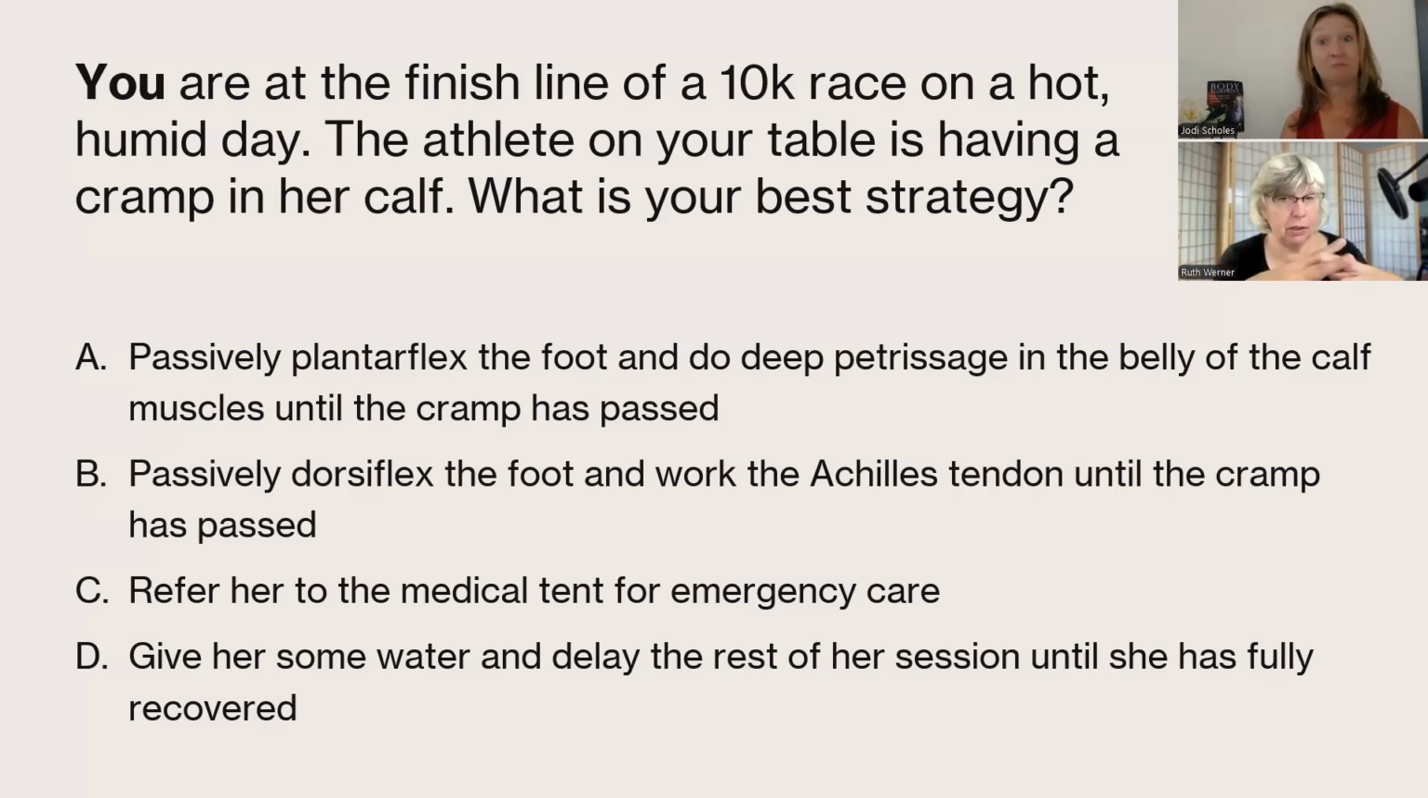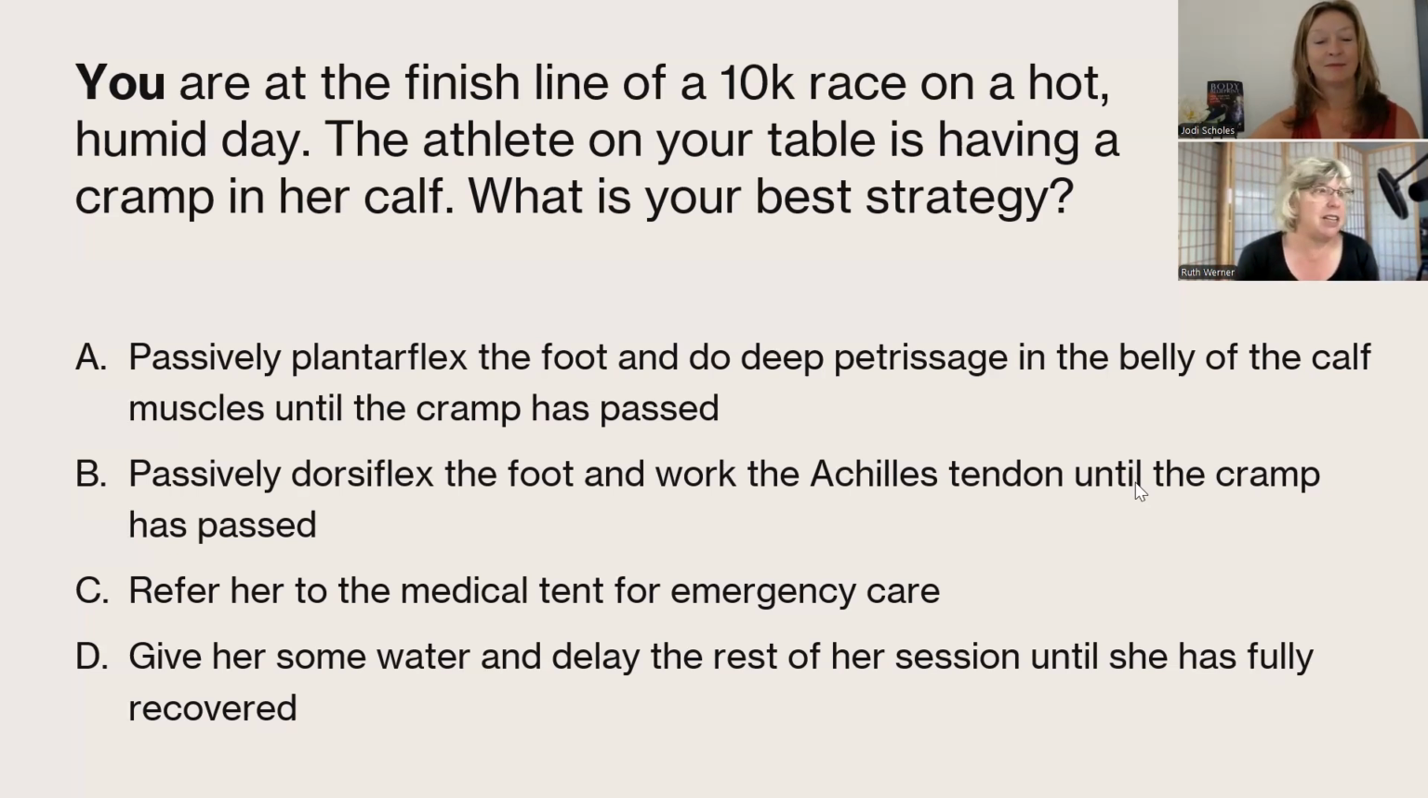There are some decent possibilities here. D is a reasonable possibility, but not always necessary. Okay? Because when you have a cramp, when you have a Charlie horse, what do you do? You stretch that muscle. Well, we can do it for them, right? When would we refer them to the medical tent for emergency care? It's when the cramp is not getting better, or if they have additional muscles going into cramp. Then that tells us that they are probably dangerously dehydrated and they need to get some fluids in them quick, right? But what we don't want to do is plantar flex the foot and then really dig in hard on that gastrocnemius because that will just hurt more.